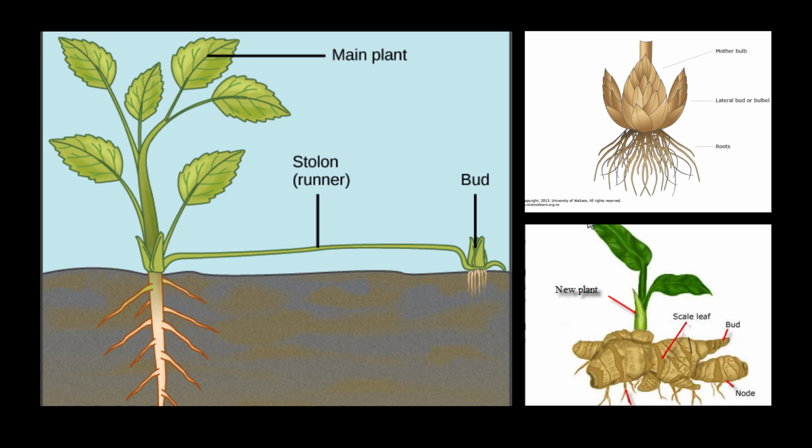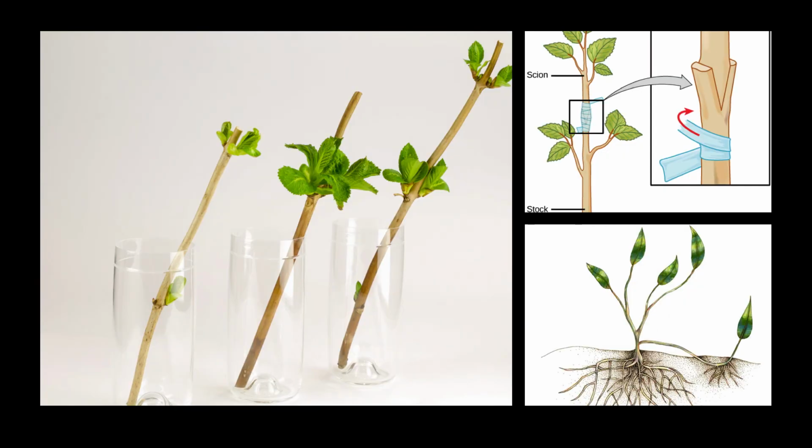And so now we're gonna go over artificial vegetative propagation. So in the larger picture here, we have cuttings that are in water to grow roots. Now, these cuttings are snipped off part of the parent plant, some of the stems, and they regenerate a new plant from that cutting.